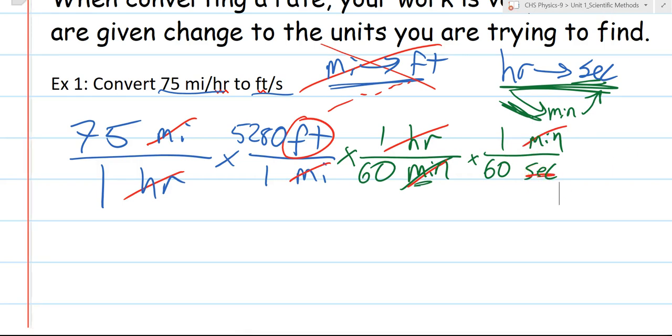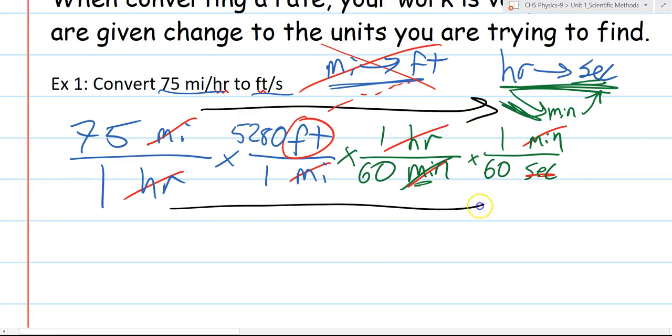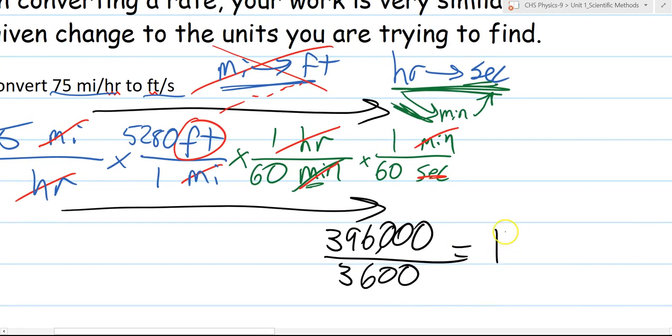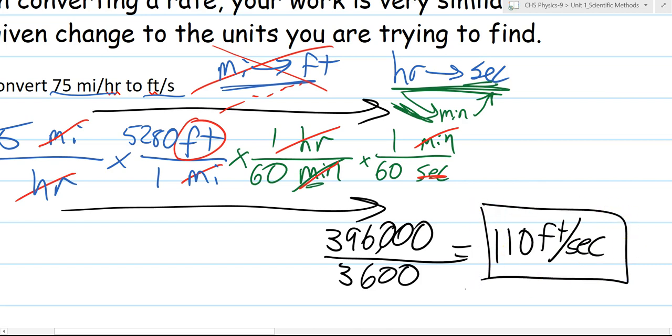Okay. Now we're going to do the same thing that we've been doing all of our dimensional analysis. Multiply across the top and bottom. 75 times 5,280. And then 60 times 60, and I end up with a really big number. I get 396,000, so 396,000 over 1 times 1 times 60 times 60, 3,600. I'm going to divide these two, and I end up with 110, and then my answer would be feet per second. There we go.